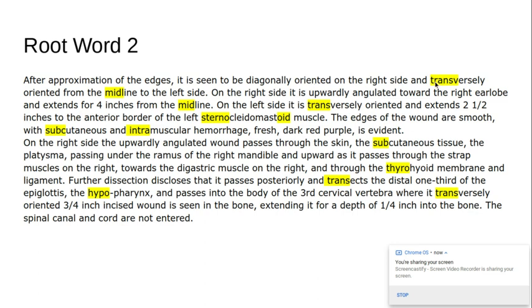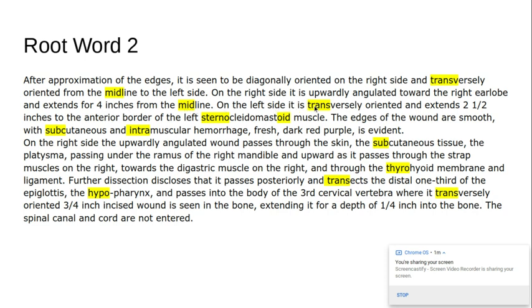So again, trans means across. If you think about it, this is a wound around her neck area, diagonally oriented on the right side, cutting across from the midline to the left side. So from the middle, mid means middle, from the middle part of the neck across, which is where the transverse comes into play, from the middle to the left side. On the right side it is upwardly angulated toward the right earlobe and extends for 4 inches from the midline. Okay, so again, middle to the right side.